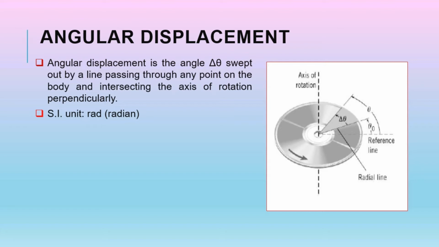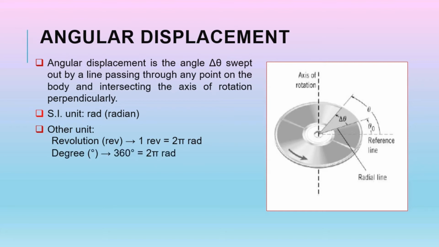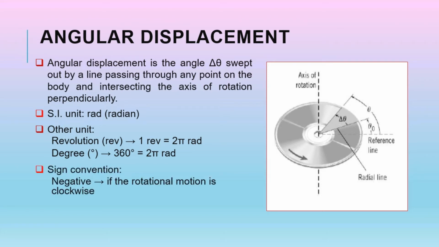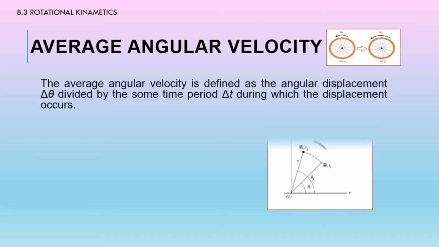The SI unit of angular displacement is radian, and the other units are revolution, where 1 revolution is equal to 2 pi radian, and degrees, where 360 degrees equal 2 pi radian. Sign convention: the sign will be negative if the rotational motion is clockwise, and positive if the rotational motion is anti-clockwise.